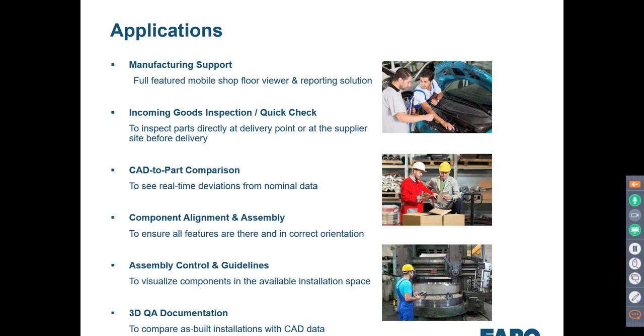We talked about as-built to model comparison, so basically CAD to part or actual build comparison. Very important: what's the offset? What's the delta? What's the difference? We talked about alignment and assembly capabilities, so we actually help in the manufacturing process. We talked about assembly control and guidelines, where we can see where components need to be in a space.